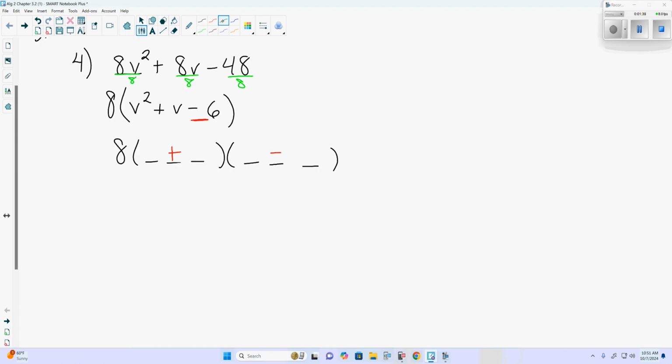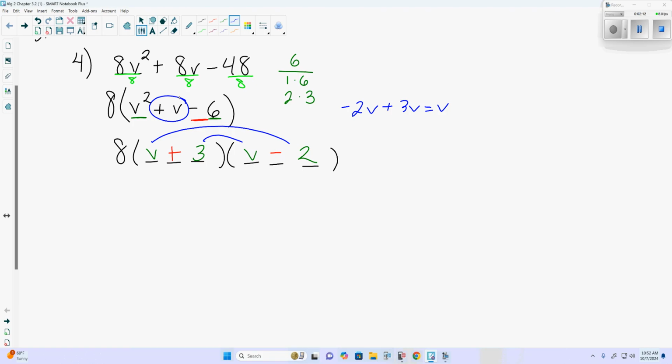Step number 4 is the factors of the first and third term. Our factors of v squared are just v and v, since there's not a number in front of v squared besides 1. Our factors of 6 are 1 and 6 or 2 and 3. We'll do 2 and 3, and I'll put 3 first. And when we check this, v times -2 is -2v. 3 times v is positive 3v, giving us a positive 1v, which is the middle term we wanted. So these here are our correct factors.